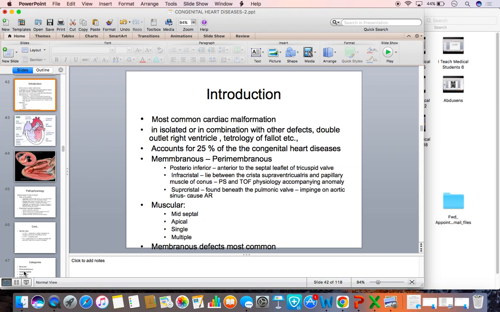Supracrystal is usually complicated by aortic regurgitation. Then coming to the muscular types, it could be mid-septal or apical, single or multiple. By and large, it is the membranous type of the ventricular septal defect which is more common.